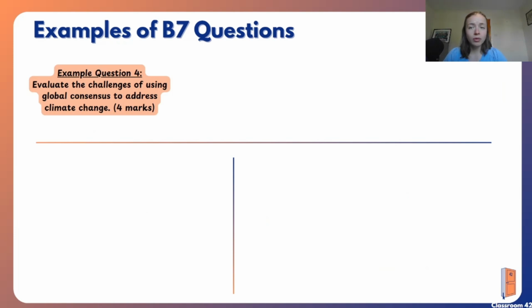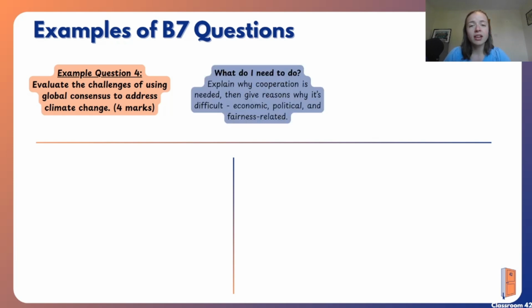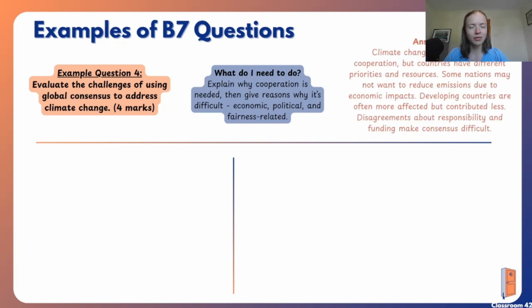So example question 4 is evaluate. So this is an AO3 question. The challenges of using global consensus to address climate change. And so here we're really discussing why cooperation is needed and why it's done, and then give reasons for why it's difficult. So that could be economic, political, and fairness reasons as well, which are sometimes ethical reasons. So we're talking about the need for it, but then giving some of the issues that arise for those evaluative points. And again, I'm very sorry I haven't covered that very well, but I will read it all out so you get a good idea of the answer.